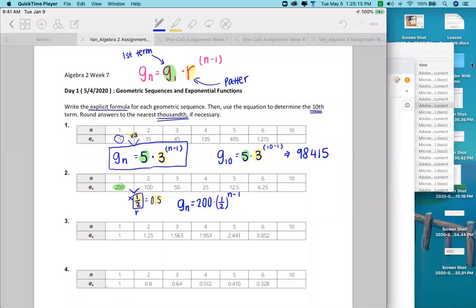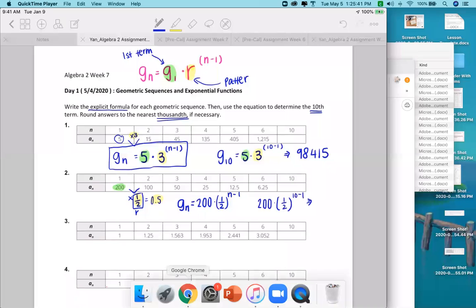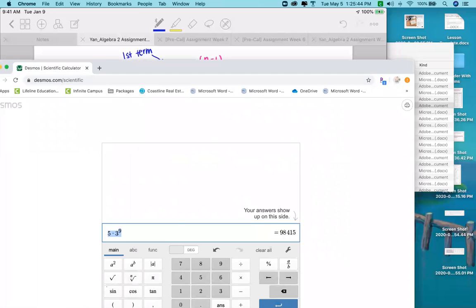I think for the rest of the answers, 2 through 6, they're all gonna be in decimals. Okay, and then it says rounded to the nearest thousand. So that means you want 3 numbers after the decimals. Okay, I'm gonna do 200 times 1/2, raise it to the 10 minus 1, which is 9, right? Let me show you in the calculator. 200 times 1/2, oops, and raise it to 9.